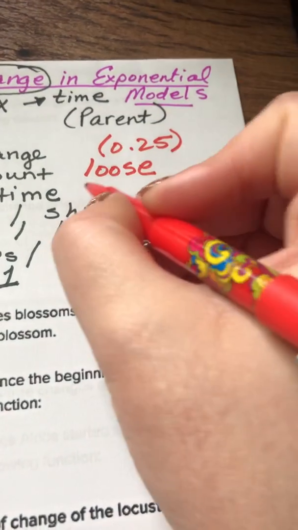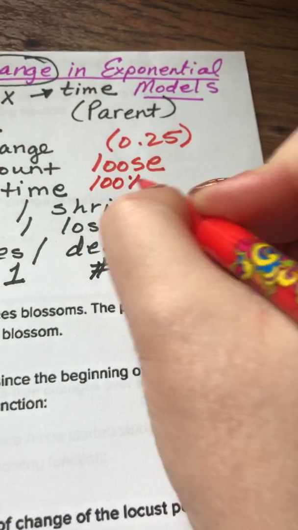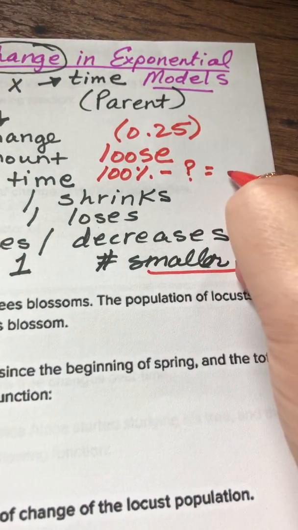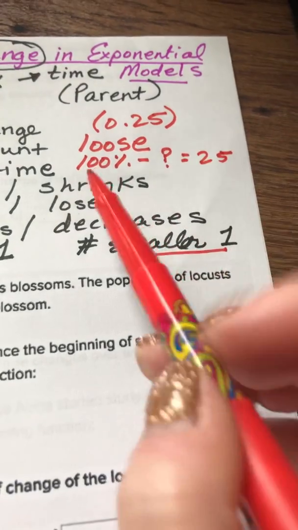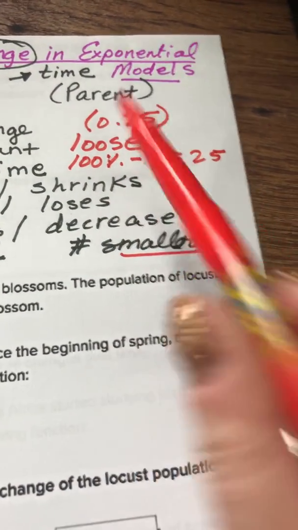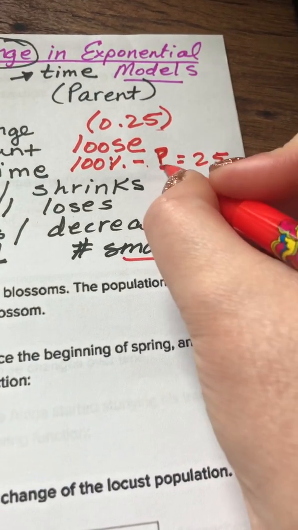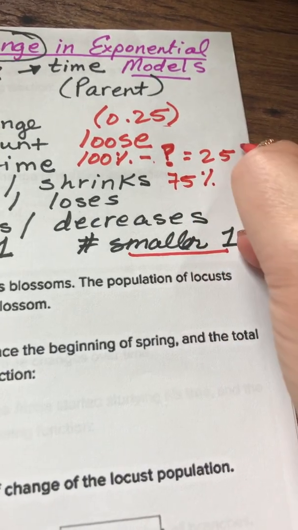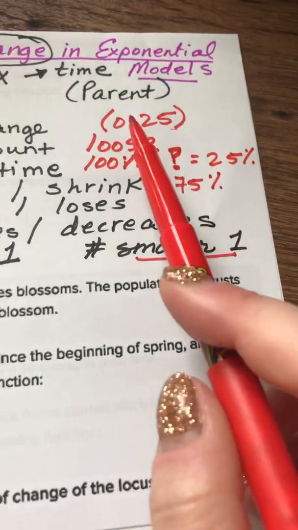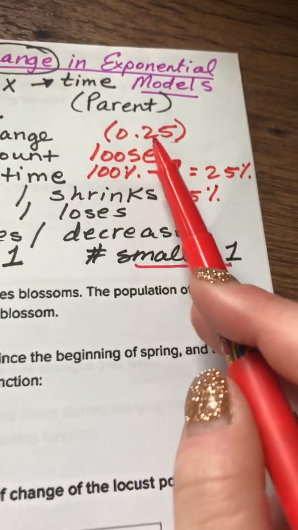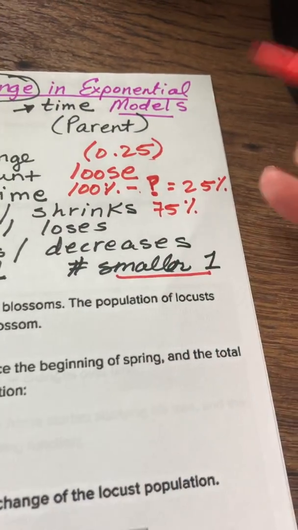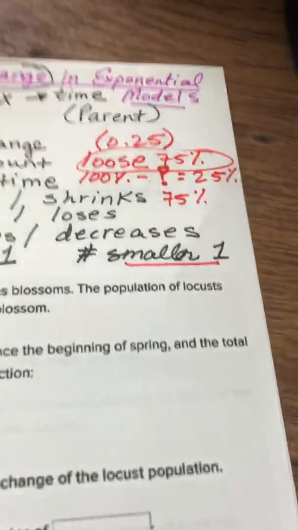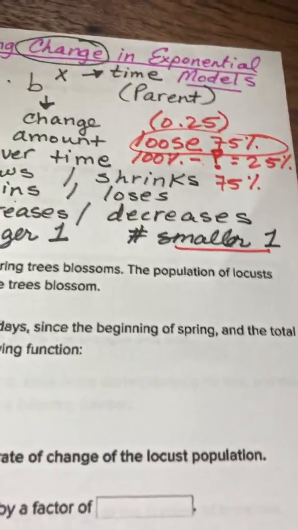I'm losing 100% minus something to get that 25% left over. So 100 minus what gives us 25? 100 minus 75% is 25%. So when I have 0.25, it's not that I'm losing 25%, it's that I'm losing 75%. If you didn't understand that, it's okay. I'm going to go over it more. I'll say it like 1,000 more times.